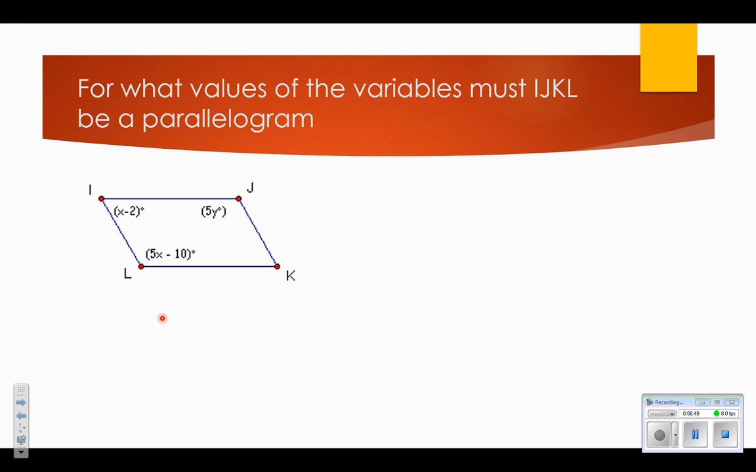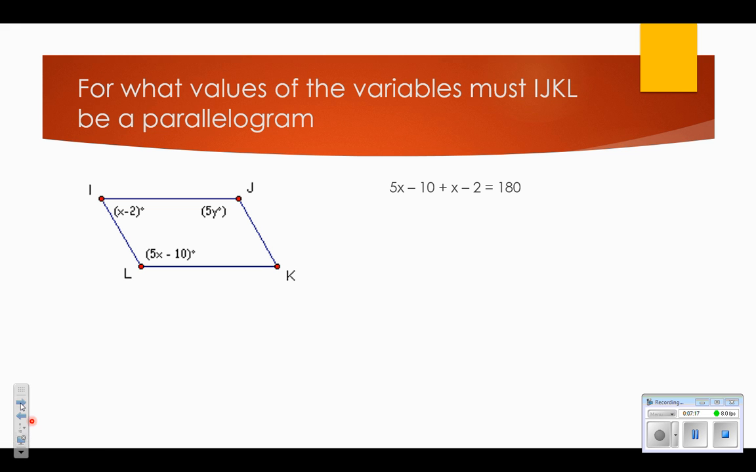Here, in this example, we have another parallelogram. We know opposite angles are congruent. It's not going to help us because that means 5y is equal to 5x minus 10. But the other pairs, angle I is x minus 2, angle L is 5x minus 10. Those are supplementary, so I can add them together to give me 180.